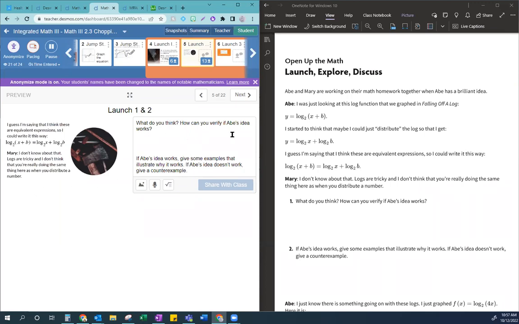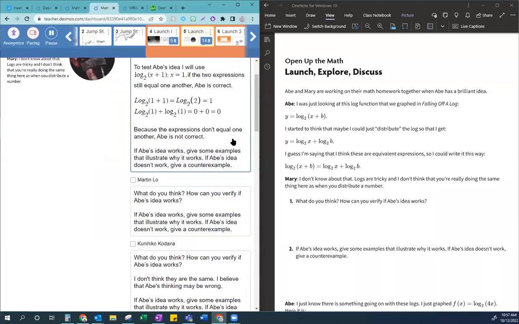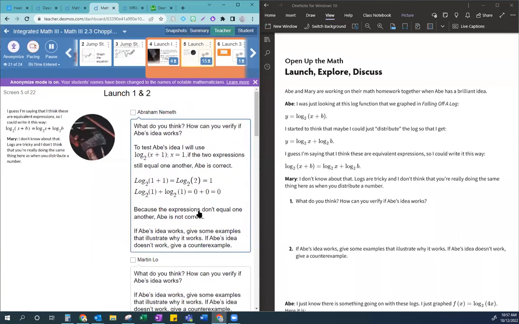So, what do you think? How could you verify this works? A bunch of you put answers. To test his idea, I'm going to use log base 2 of (x plus 1), where x is 1, and see if these are equivalent. Because the expressions don't equal, Abe is incorrect. Fantastic, right here. This is fantastic work right here.